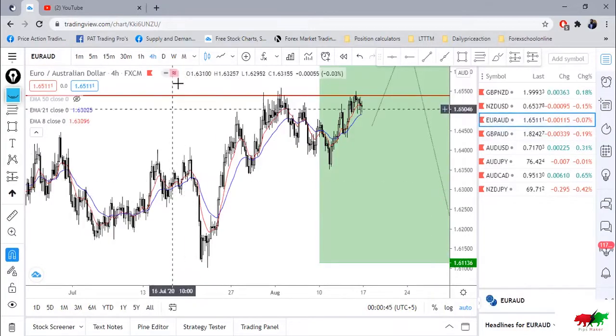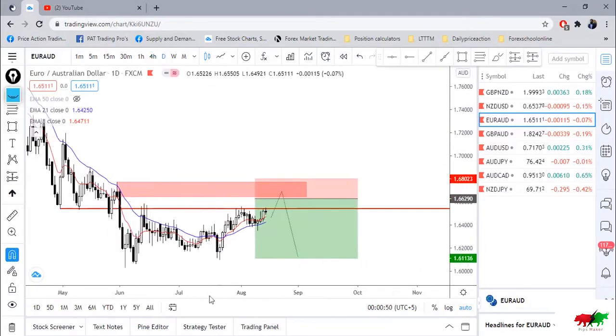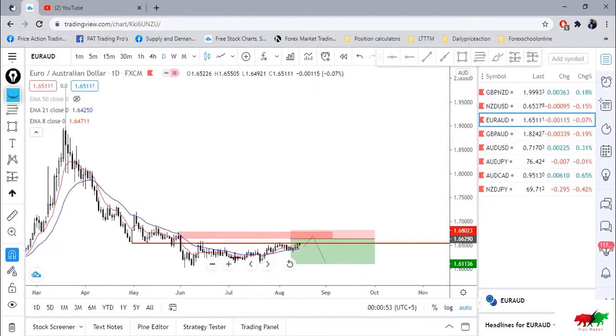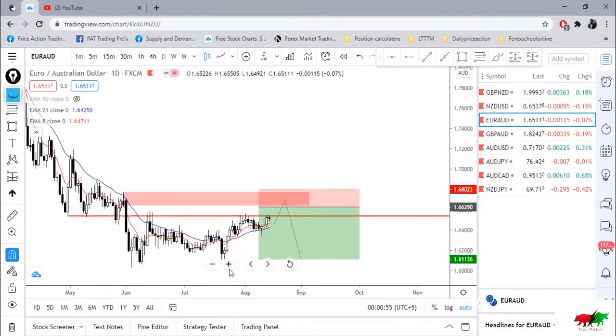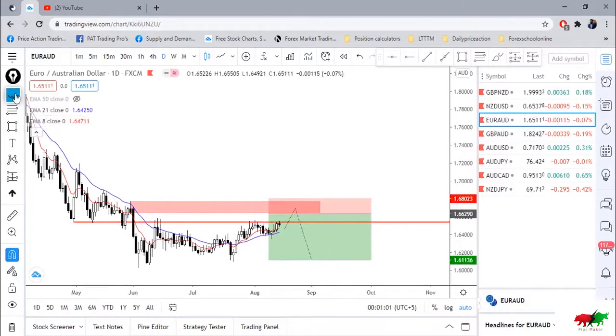Next we have EURAUD, and if we go to the daily, we can see that resistance becomes support, and support becomes resistance, what I call an RS flip or SR flip. What I'm anticipating is that market will come to this area, violate this area of resistance, and then go for this obvious supply zone, and then it will fall from that red zone. Okay, so this is the analysis for EURAUD.